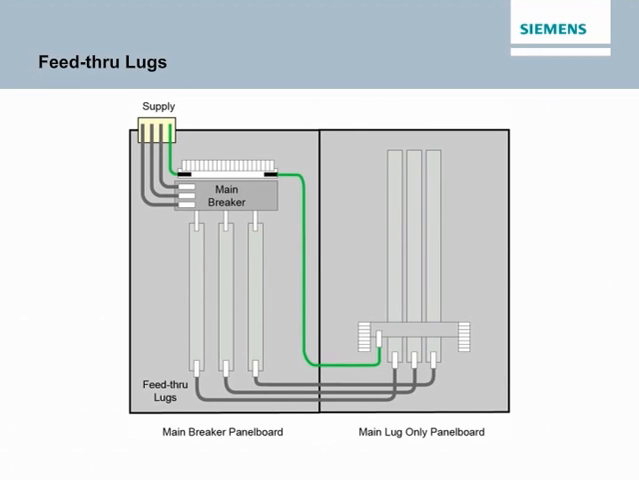There are various ways a main breaker and a main lug only panel board might be used in the same application. For example, in the accompanying graphic, the feed-through lugs mounted on the main bus of the main breaker panel board are connected to the main lug-only panel board. The main breaker provides overcurrent protection for both panel boards.